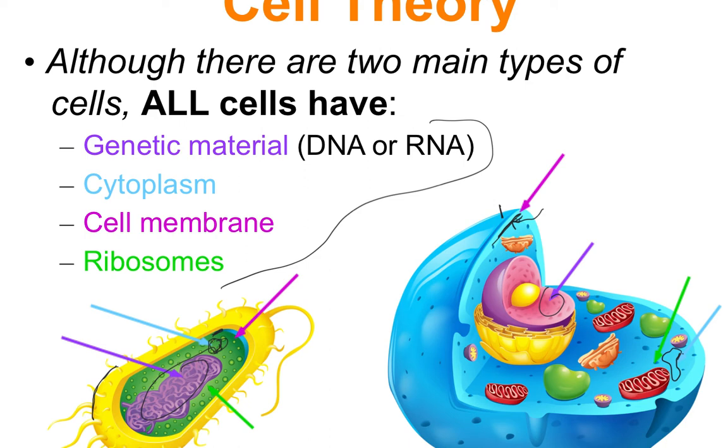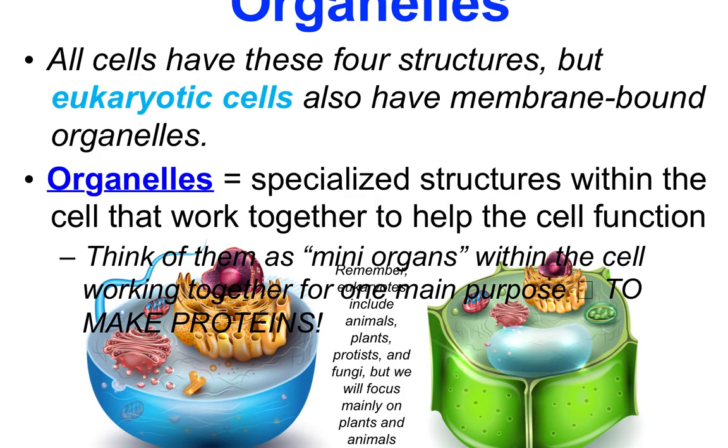Ribosomes, labeled here in green, are these tiny circular things, and you see them as little dots in both prokaryotes and eukaryotes. Ribosomes basically read genetic material and carry out protein synthesis. They link amino acids together to form those polypeptide chains we talked about earlier. So all cells have those four structures, but eukaryotic cells in particular have membrane-bound organelles, remember?